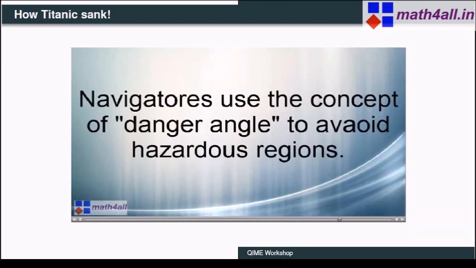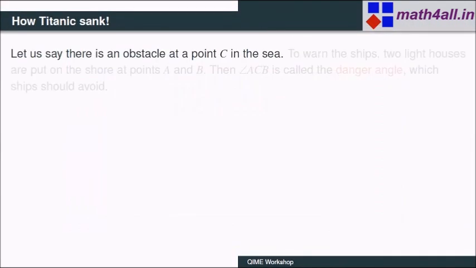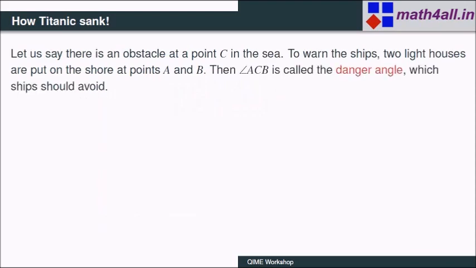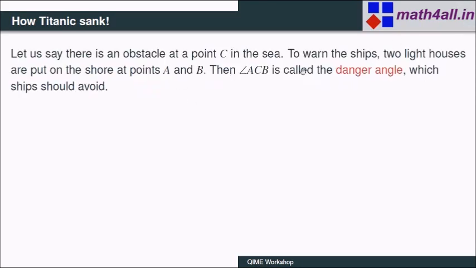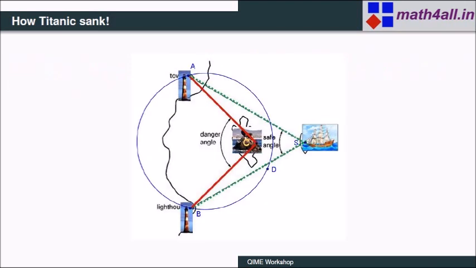Let us say there is an obstacle at a point C. To warn the ship, 2 lighthouses are put on the shore at points A and B. Sometimes it may not be possible to do this, but let us assume that the obstacle is not very far away from the coast, and there are places where you can put these lighthouses on the shore at A and B. Then the angle ACB is called the danger angle, which ships should avoid. That danger angle is known and can be calculated by the ships.